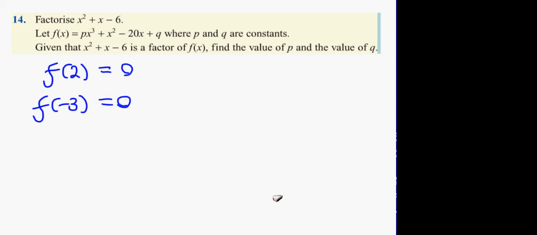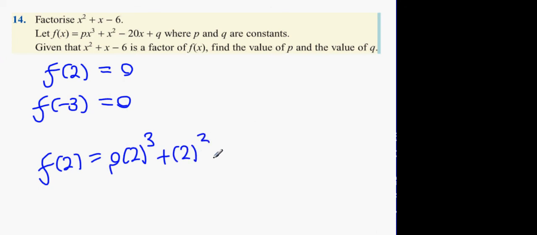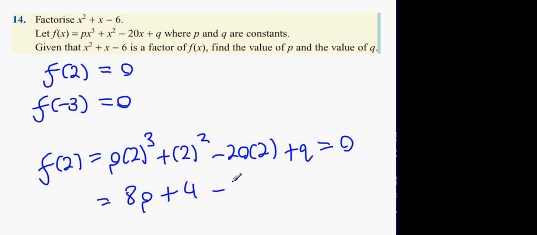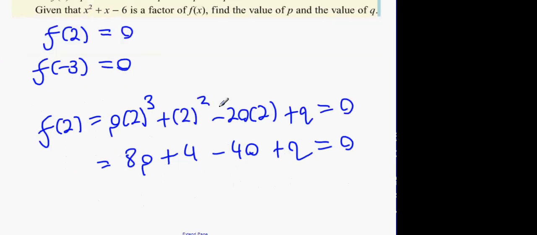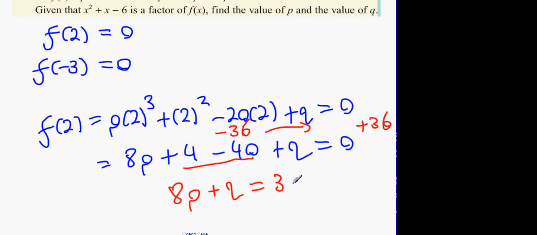We're going to replace all x's with 2's and all x's with minus 3's and see what two formulas we get. First one is f of 2, which is going to be p times 2 cubed plus 2 squared minus 20 times 2 plus q equals 0. 8p plus 4 minus 40 plus q equals 0. Then the two of these together, underlined in red, are minus 36. When I bring it over to the other side, it's going to be plus 36. So I'm going to get 8p plus q equals 36. That's 1/2 of a simultaneous equation.